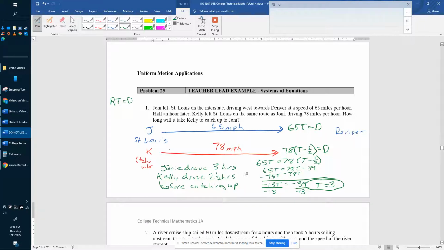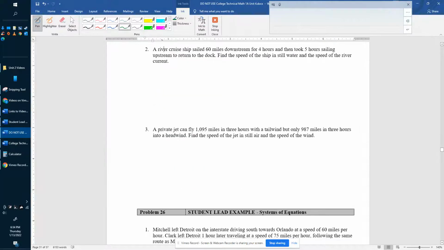So there's one example of a rate times time equals distance problem. Let's look at another. So we have rate times time equals distance. I'm just going to keep that up here so we keep that in mind when we're writing our equations. A river cruise ship sailed 60 miles downstream for 4 hours and then took 5 hours sailing upstream to return to the dock. Find the speed of the ship in still water and the speed of the river current.